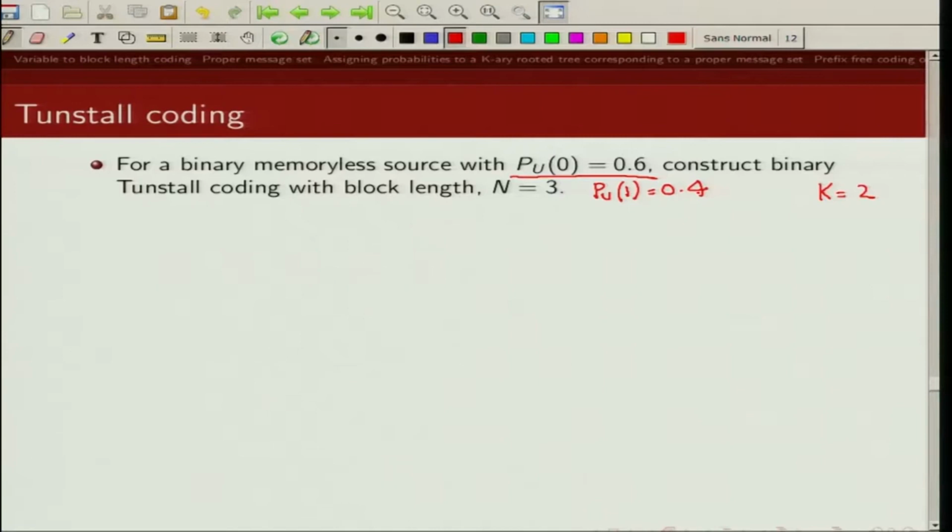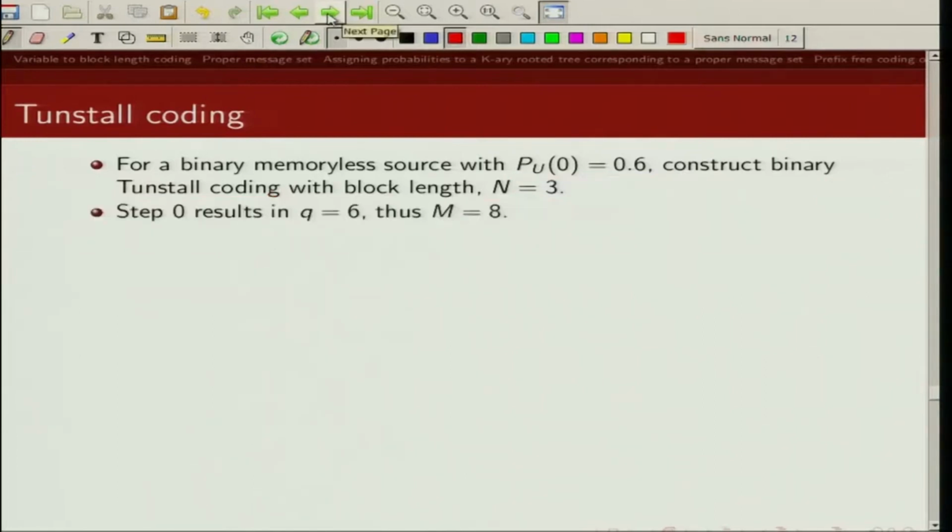Now you have been asked to construct Tunstall coding, and the output block size is given as 3, and the output is also considered as binary. So D is 2, K is 2, n is given as 3. So what is the first step? We have to first check whether D raised to power n is greater than or equal to K. D is 2, n is 3, so 8 is greater than 2.